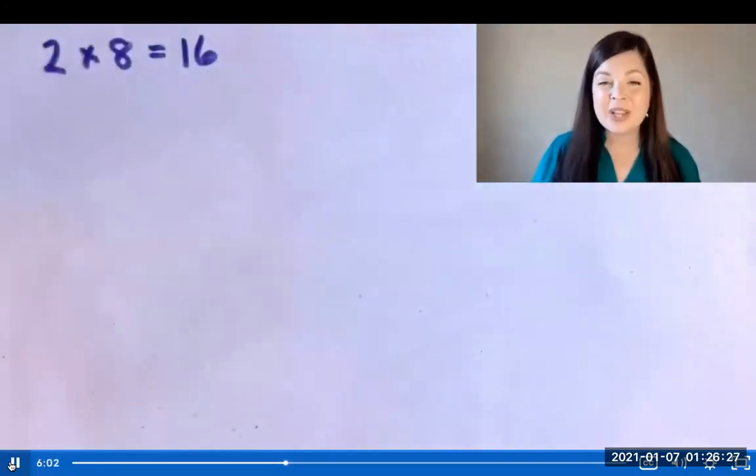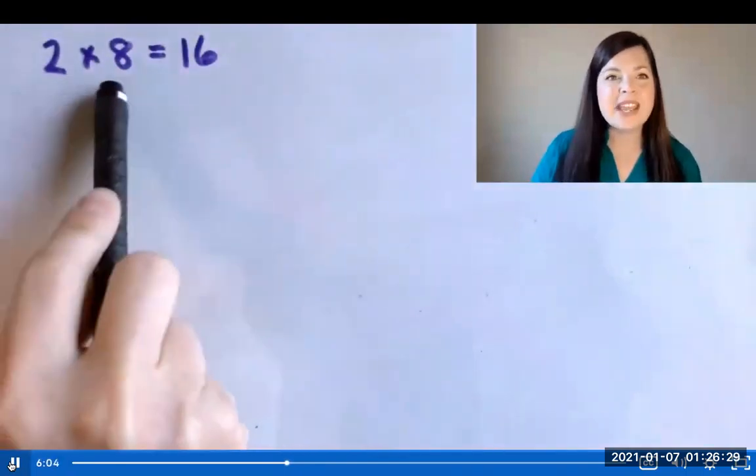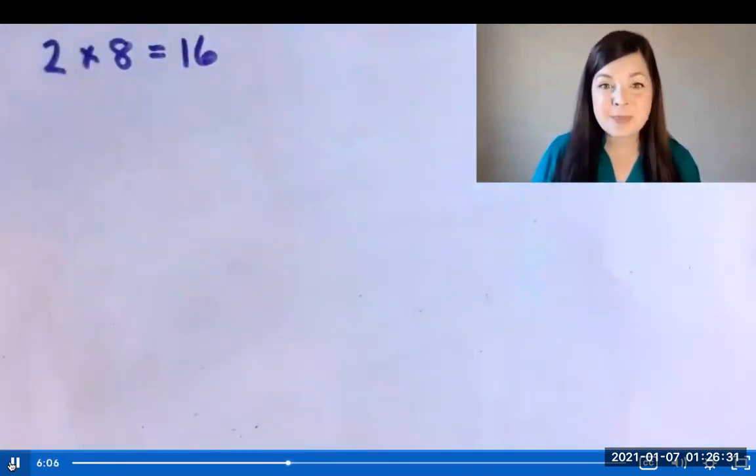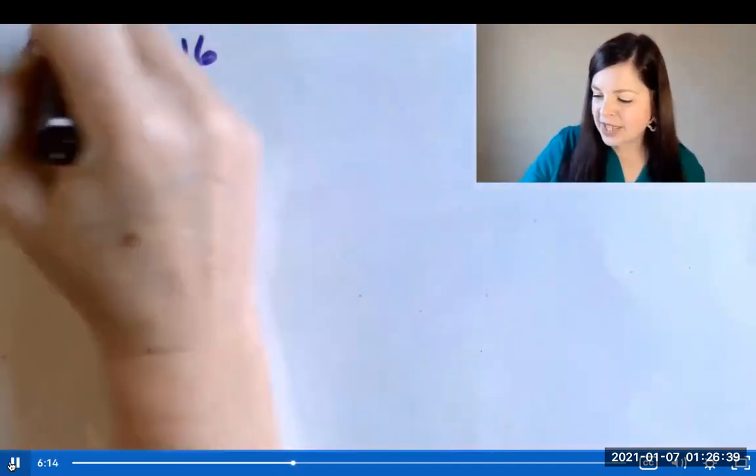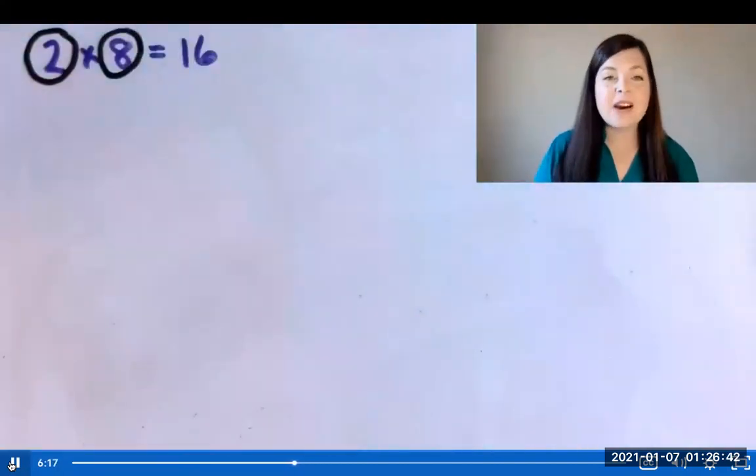Let's try another one. Read the equation. 2 times 8 equals 16. What's the product? The product is 16. And what are the factors? The factors are 2 and 8. Pause the video now and think about what other multiplication sentences we could write with different factors that would give us the same product, and record the multiplication sentences you come up with.